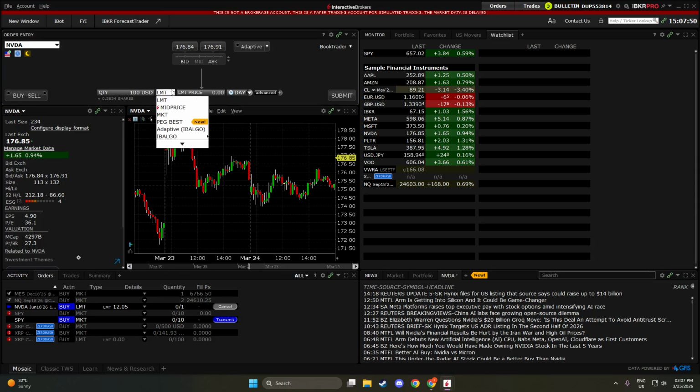A market order aims to fill immediately at the best available price, which is straightforward but can vary slightly from the last quoted price. A limit order lets you set the maximum price you're willing to pay, offering more control, but it may not fill if the market doesn't reach your limit.